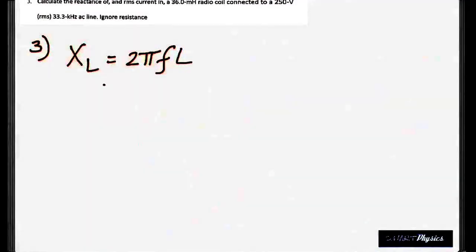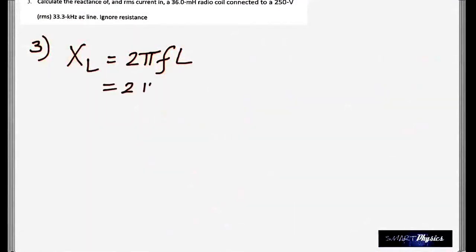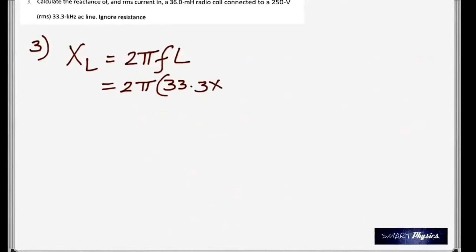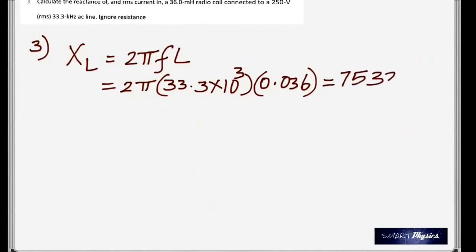Just now we talked about it. XL is 2 pi F times the inductance. Can't be easier than this. Don't expect anything easier than this. But do not forget to change kilohertz into hertz. That's the 10 to the 3. Millihenry into henries. So you got to divide by 1,000. That's how you get.